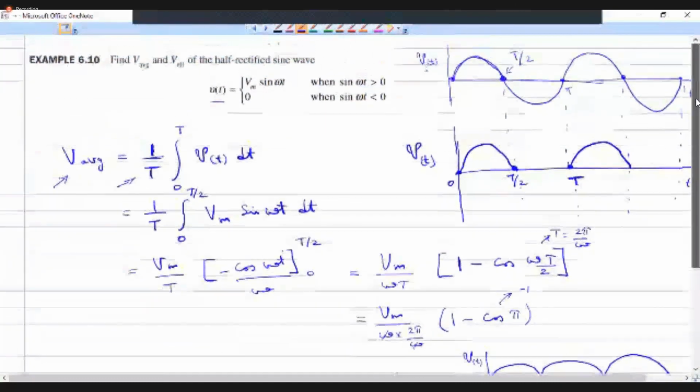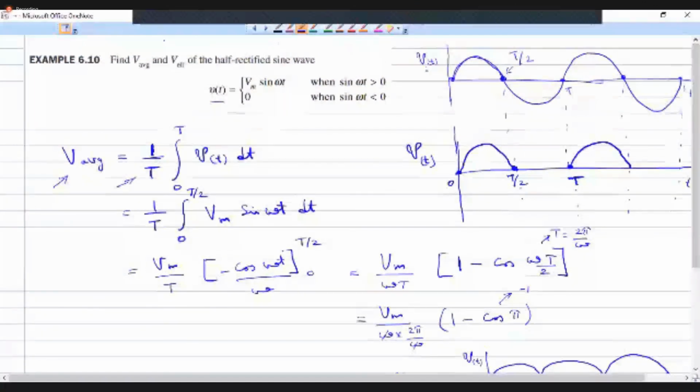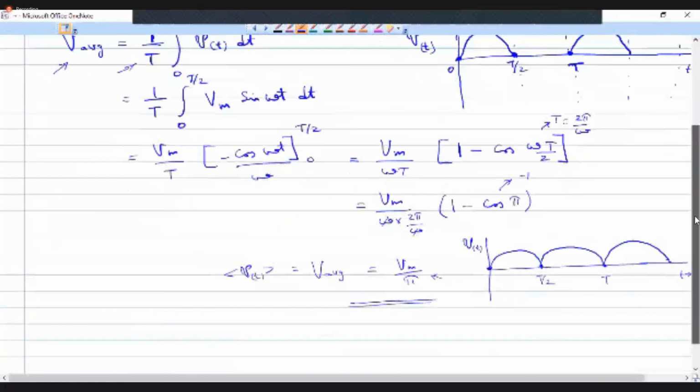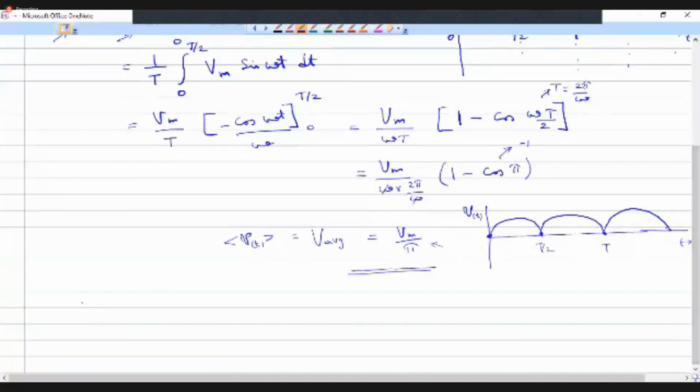Now coming to the second part of this, what will be the effective value or the RMS value? Okay, so V effective is otherwise called the root of the mean of the square. For simplicity, for mathematical purpose, it is better that you first find out the square of this. Then don't forget to take the square root. So the equation is 1 by T integral 0 to T v square of t dt.